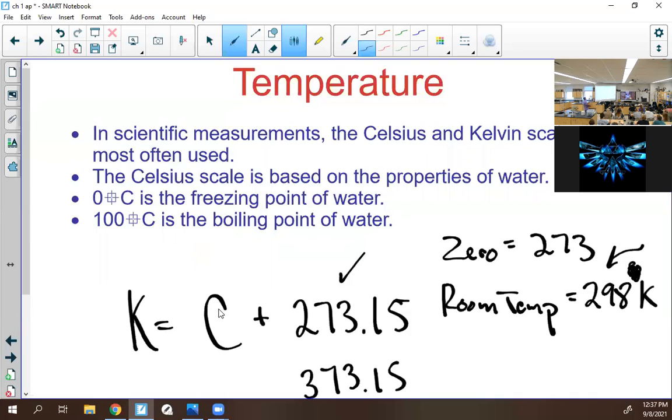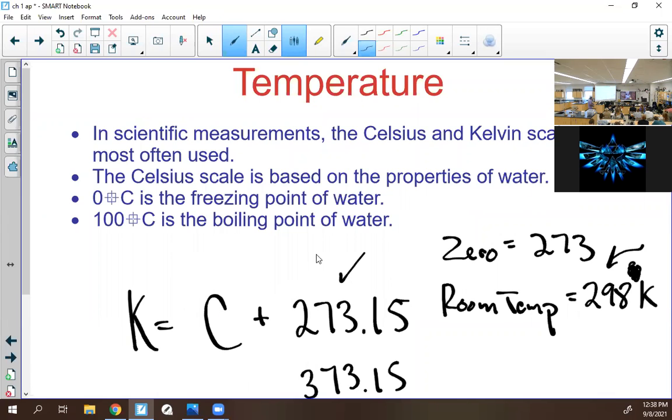Oh, I kind of already said this, but I guess here's a slide for you. In scientific measurements, the Celsius and Kelvin scales are most often used. The Celsius scale is based on the properties of water, where 0 Celsius is the temperature at which pure water freezes, basically. And then 100 is where it boils. And it gives us a nice reference point because there's a lot of water on this planet. But Kelvin is a scale that gives us an absolute 0. There's nothing colder than 0 Kelvin.